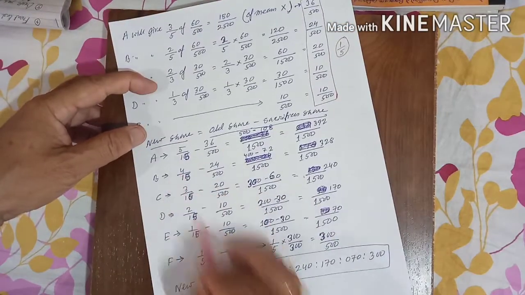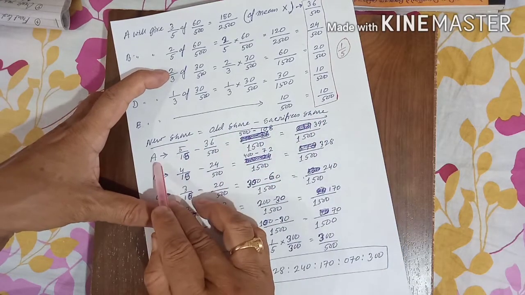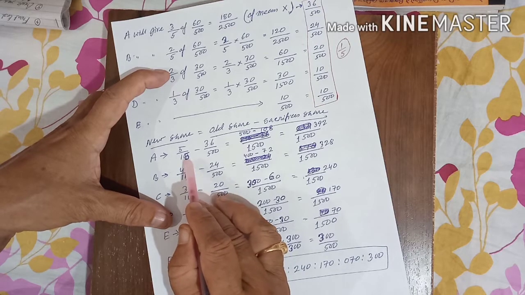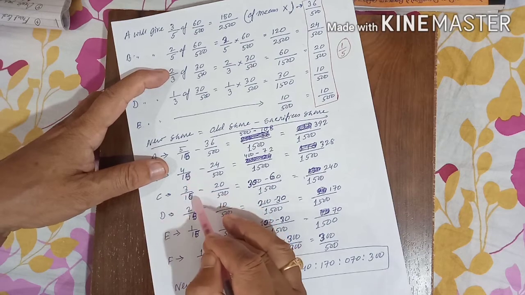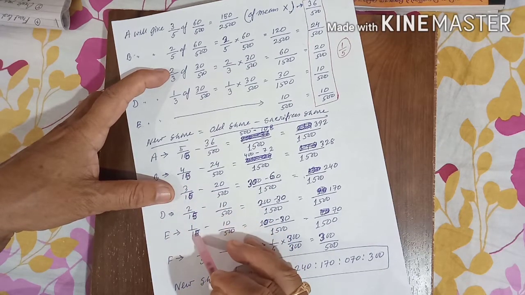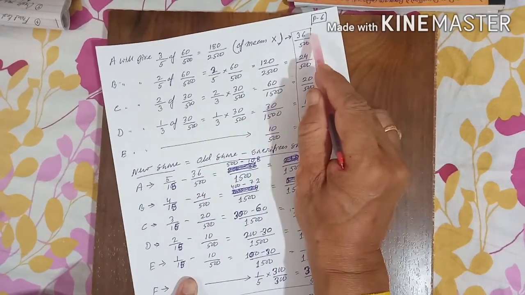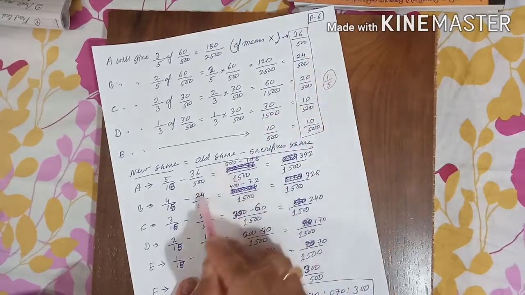Now this part all of you know: the new share is equal to whole share minus sacrificing share. So the whole share for A is 5 by 15. Previously I wrote 10, actually it is 15. 5 by 15, 4 by 15, 3 by 15, 2 by 15, 1 by 15 up to this. Minus sacrificing by A 36 by 500, by B 24 by 500.